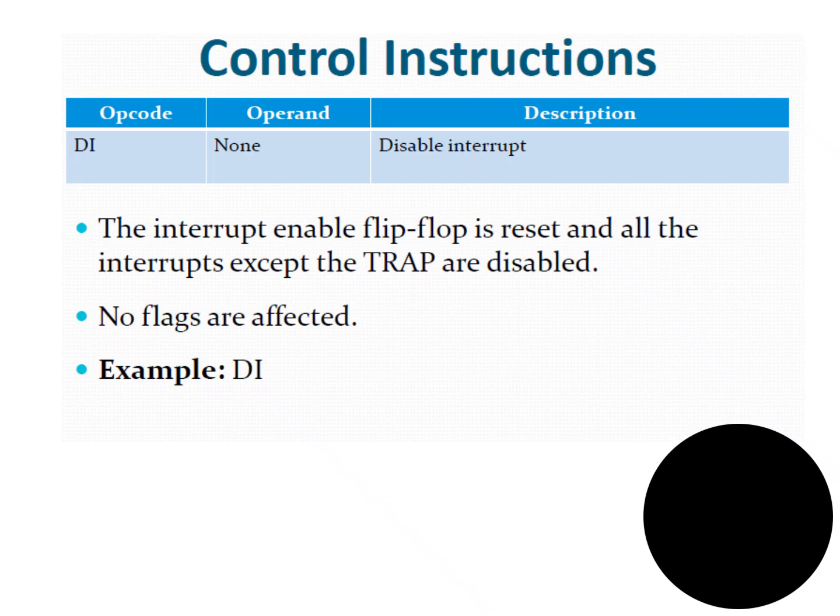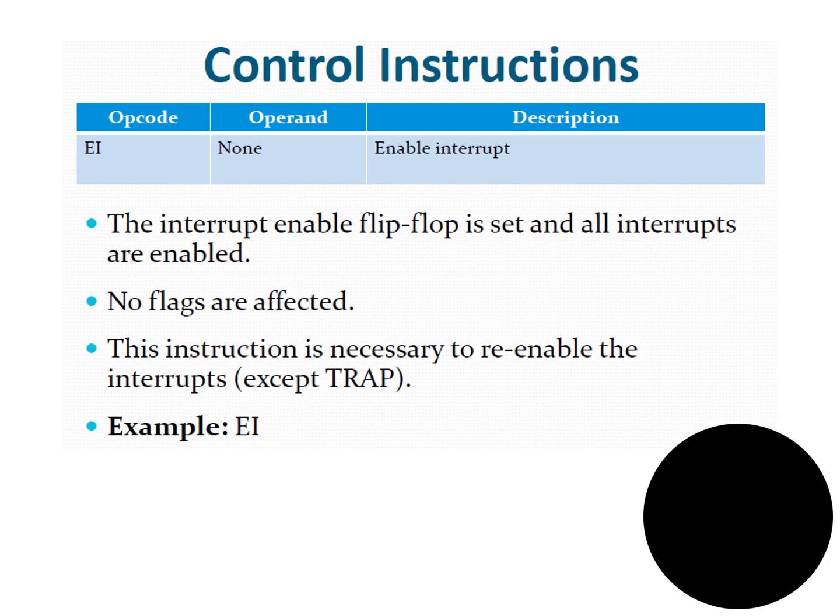Which means, whenever an external device wants to be accessed by the microprocessor but the microprocessor is not wishing to accept its request, in that case you can make use of this instruction. Okay, and next, enable the interrupt. Whenever the microprocessor wants to accept the request of the peripheral device, in that case you can use EI. So with the help of these instructions you can enable and disable the interrupt.